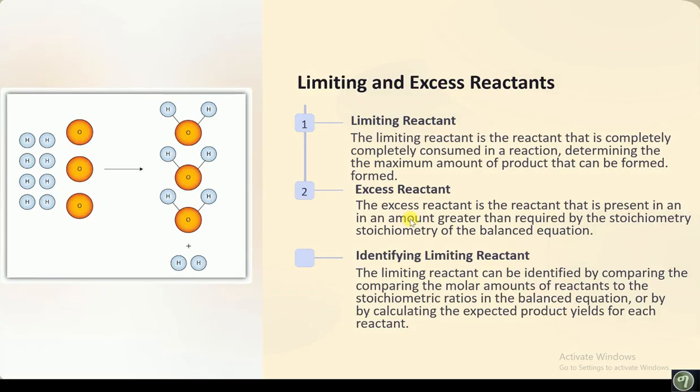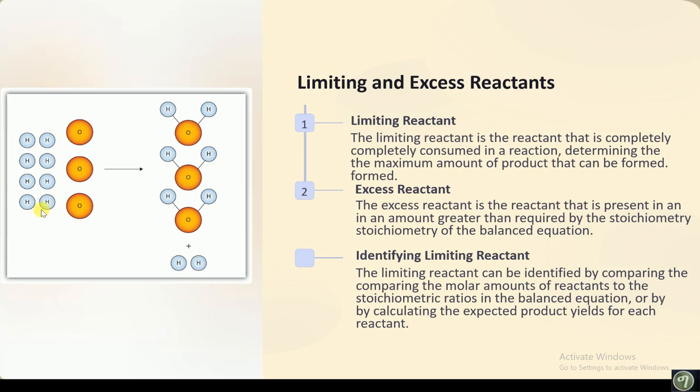All right, limiting and excess reactants. We have two reactants, for example. Here in this example we have hydrogen and oxygen. Hydrogen is reacted with oxygen to give water. So one is the excess reactant and the other is the limiting reactant.